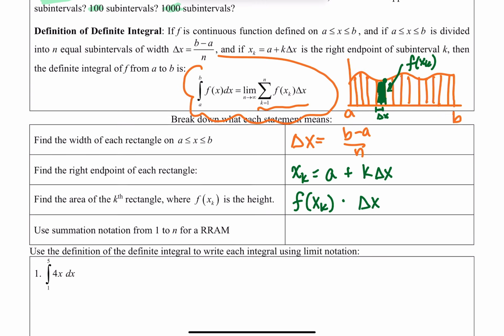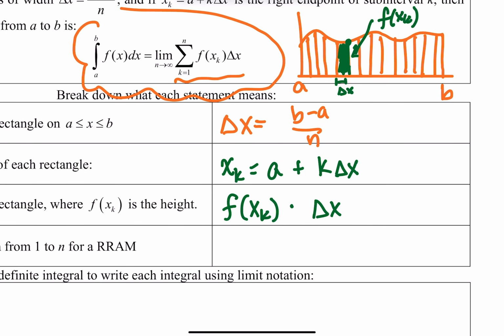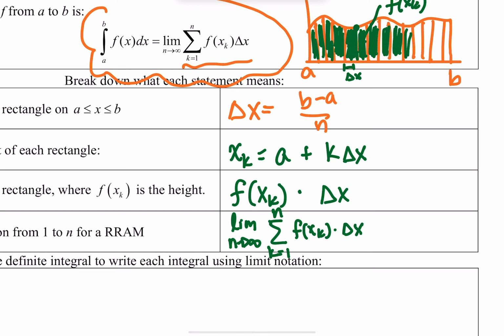We're going to use some summation notation from 1 to n to get a right Riemann sum approximation. So that's going to give me the limit as n approaches infinity of summation from 1 to n of my area, because we're just adding all of the areas up at this point. So we're adding this up, this up, this up, this, and so forth. So that's what the last statement represents, which is what we're essentially trying to find, there in green.